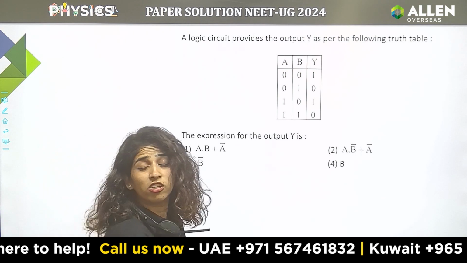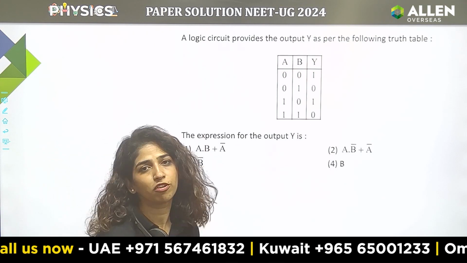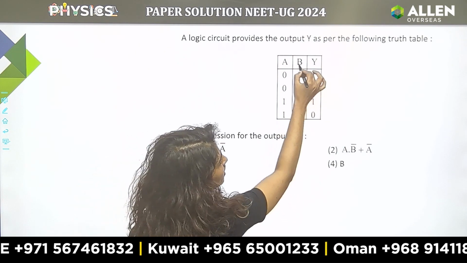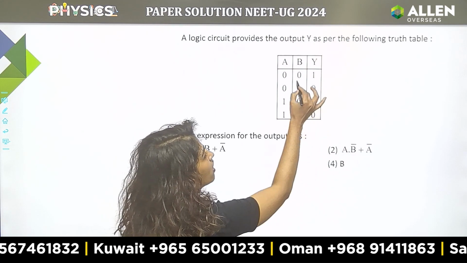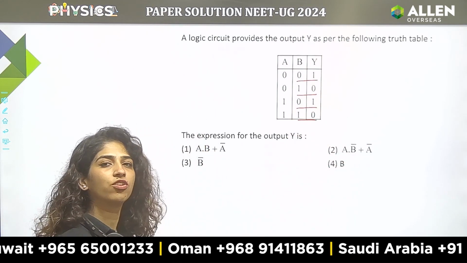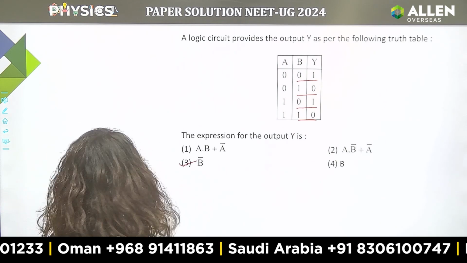Here there is a logic gate, the table is given and we have to identify the equation for this logic gate. Very simple question from logic gate. If you look at this table very clearly, you will be able to see that y is nothing but the complement of b. And this is your answer for it.